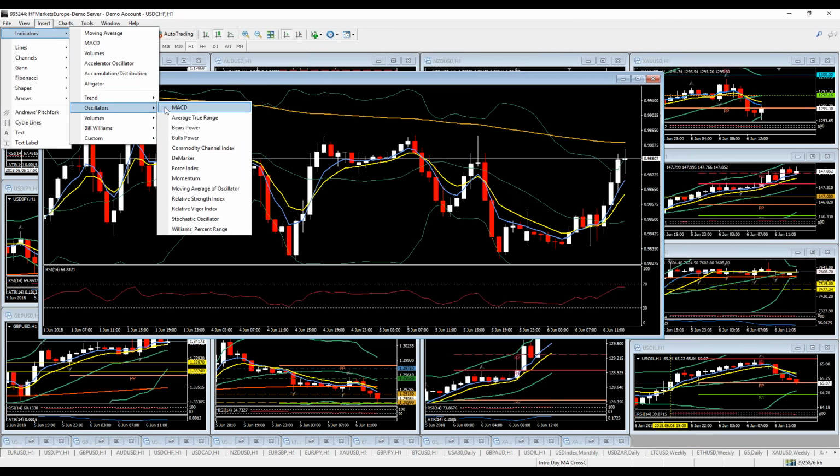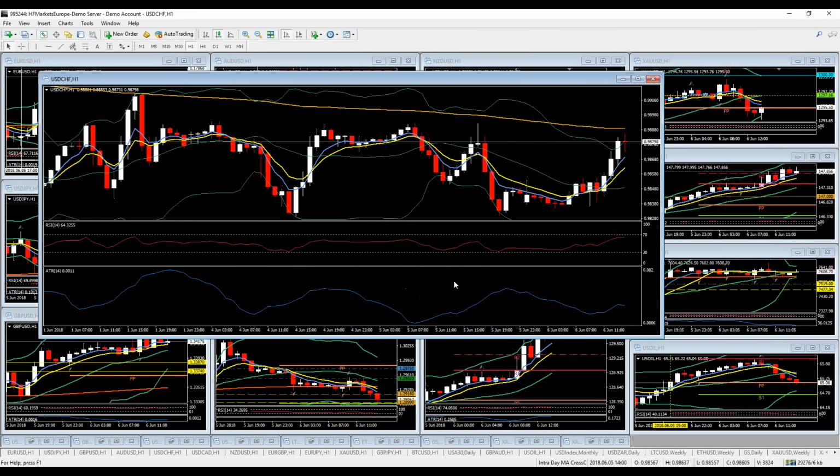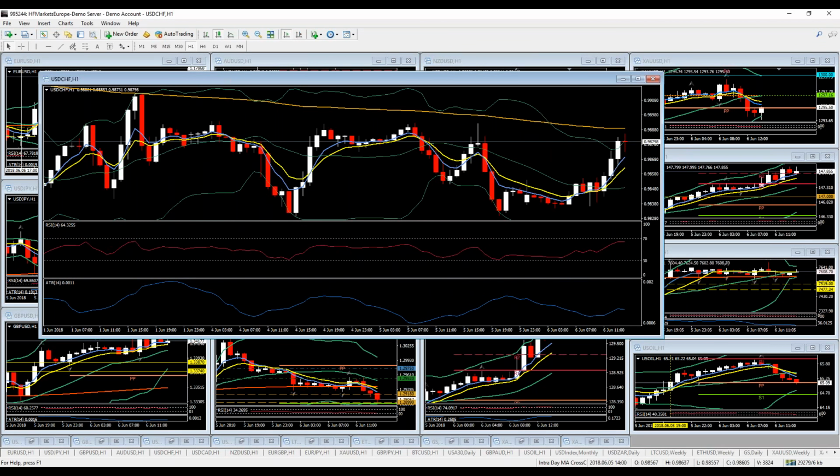So we're still on oscillators. The next one is the most important one, and a key one is our average true range. So there we go, average true range. I have it set at Dodger Blue. I have it set at 14, and there we go. And that's the one that gives us our target at the end of the time frame that we're trading on.